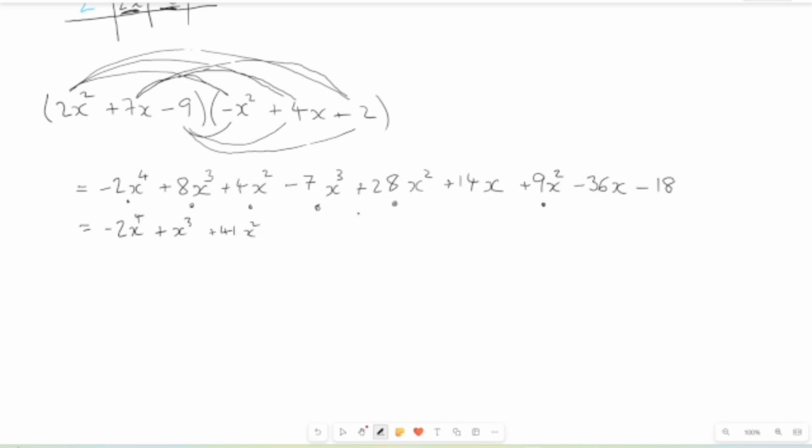So moving along, the next thing we have is the terms with just x in, and there are 2 of them. We've got the 14x here and the minus 36x here. So if we do those, let's do this one first. Plus 14x minus 36x. And that's going to give us a minus answer. And it's going to be minus 22x.